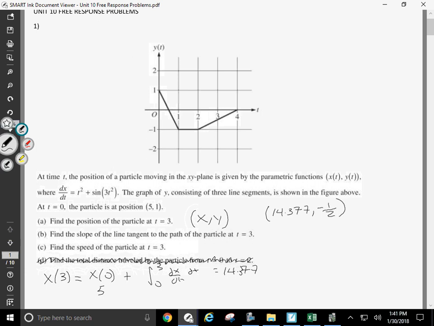Slope of the tangent is dy dt over dx dt. How do I find dy dt? The graph. Well, this is y of t. What would be dy dt? It'd be the slope of y of t. So the slope here is +0.5. So I'd have +0.5 divided by dx dt, and in my calculator, I'd plug in 3 there.